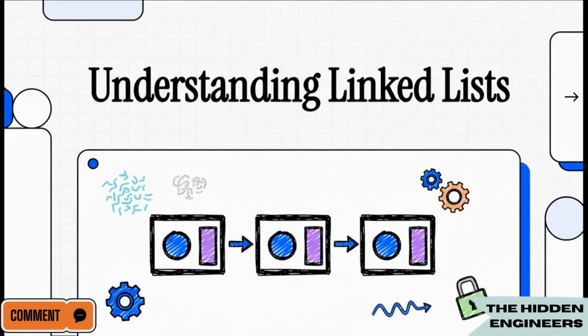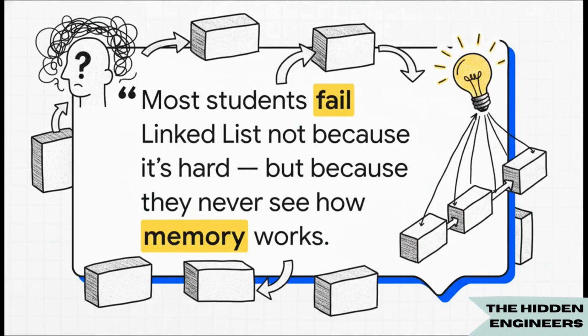Let's get into it. In this quote, it absolutely nails it. The struggle with linked lists isn't really about some super complex syntax or logic. It's a visualization problem. It's about not having that aha moment of seeing how these things actually connect behind the scenes. And that's exactly what we're going to fix today.